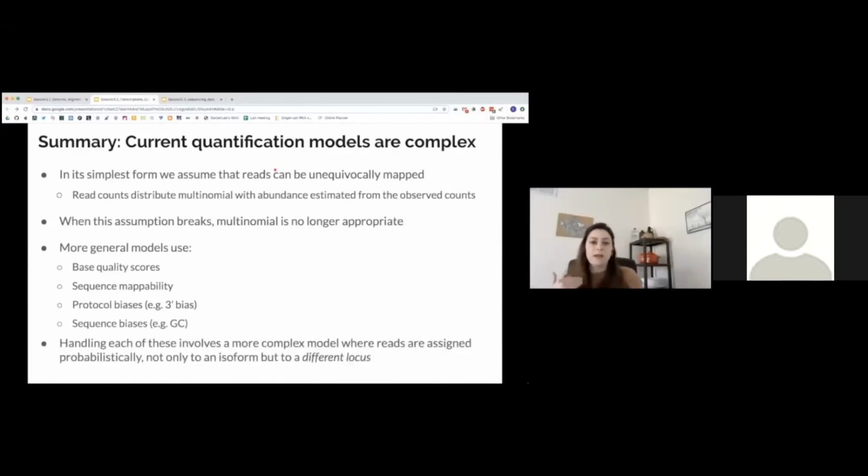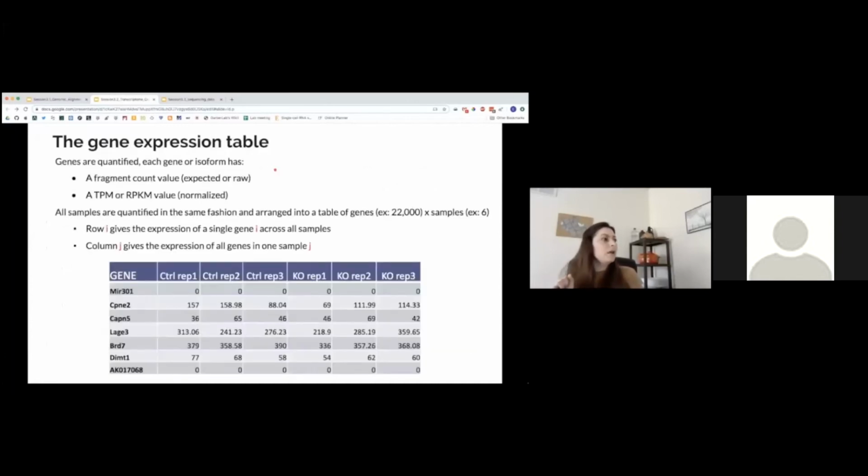So handling each of these additional variants involves a more complex model, and the reads are assigned probabilistically. So not only to a different isoform of the same gene, but even for a different locus. Genes that share similarity in their sequences will also get a corrected count based on the probability that the read came from each of them.